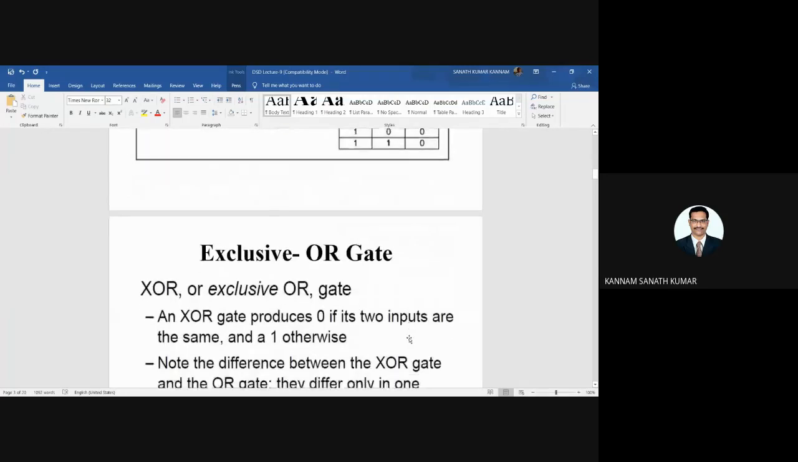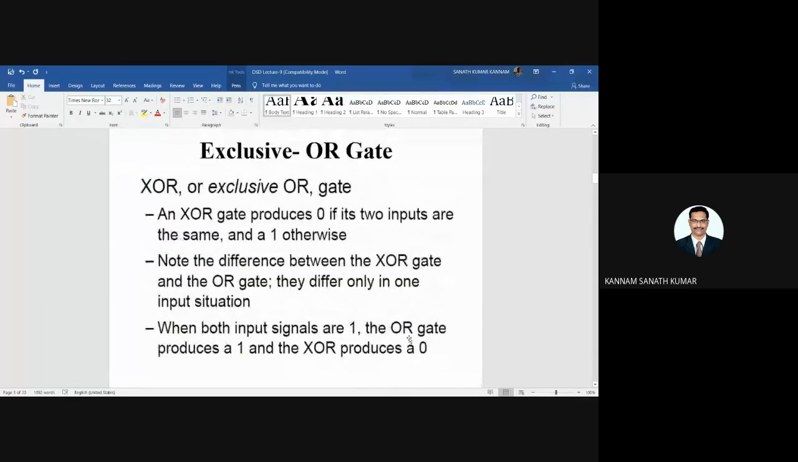And the exclusive OR gate, we call it the XOR gate. The XOR gate produces 0 if the two inputs are the same. When the two inputs are the same, you are getting the output of the XOR gate as 0, otherwise 1. The difference between the XOR gate and the OR gate is only in one input situation.